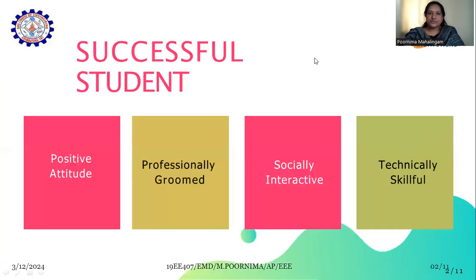Before going to that, what does a successful student need? A successful student needs these four points. First, he needs a positive attitude, professional grooming, social interaction, and technical skill. If a student has these four qualities, without any doubt, he is a successful student. Okay, thank you.